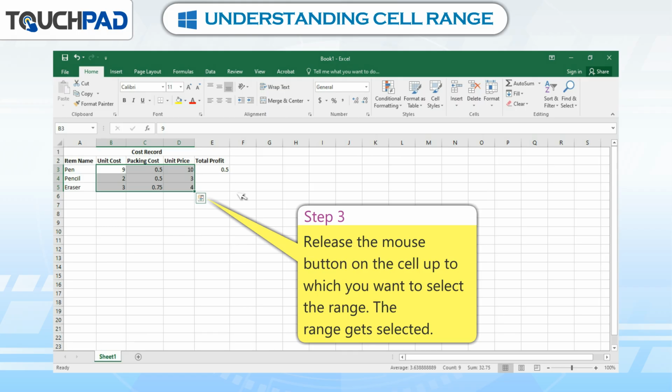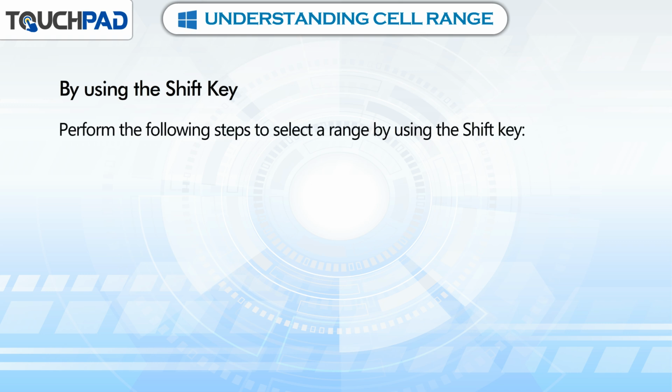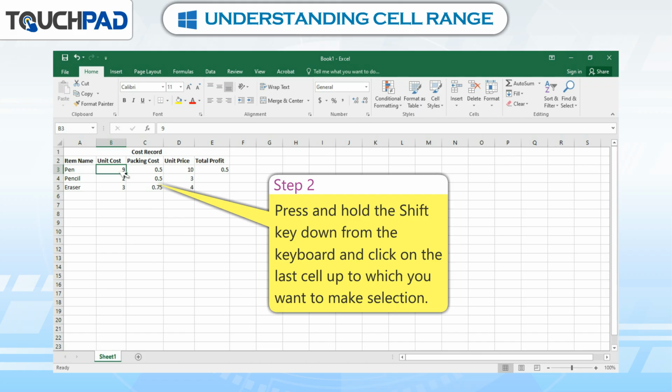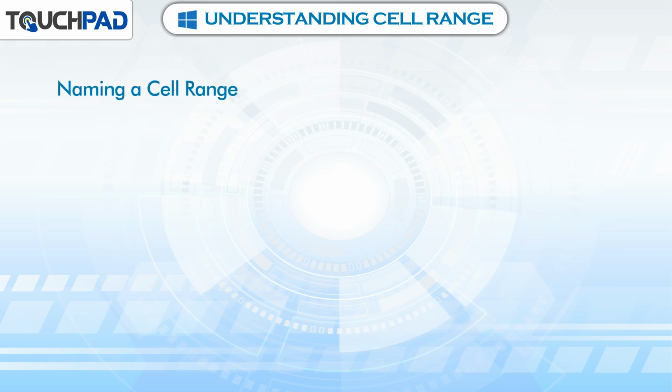The range gets selected. By using the Shift key, perform the following steps to select a range by using the Shift key. Step 1. Click on the first cell from which you want to start the range. Step 2. Press and hold the Shift key down from the keyboard and click on the last cell up to which you want to make selection. Step 3. Release the Shift key. The range gets selected.